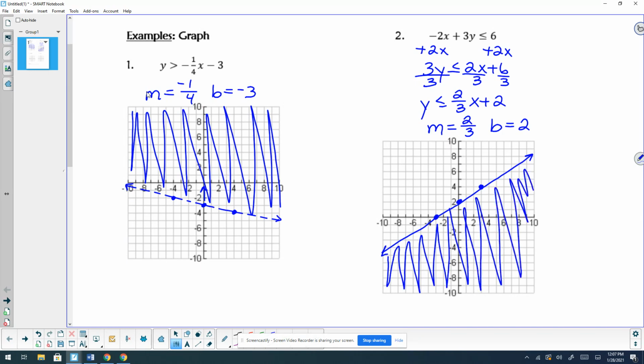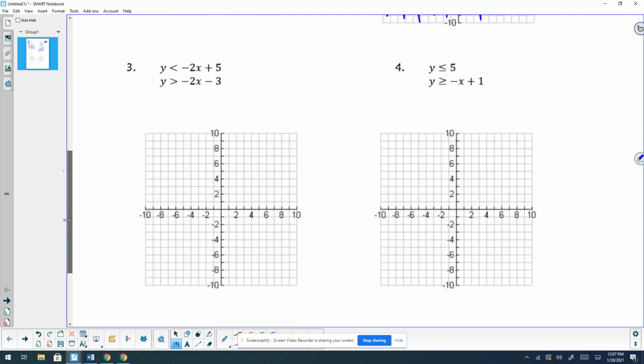Okay, on to number 3. Number 3, both of my inequalities are already in slope-intercept form. So for my first inequality, my m would be negative 2 over 1, and my b would be 5. So let's start that one. I go up to 5. I need to go down 2, right 1, up 2, left 1.